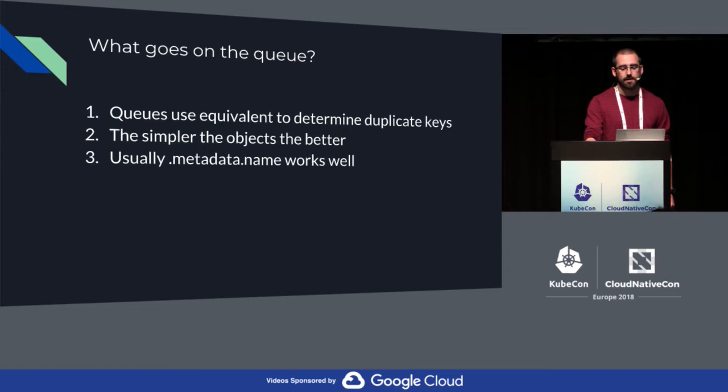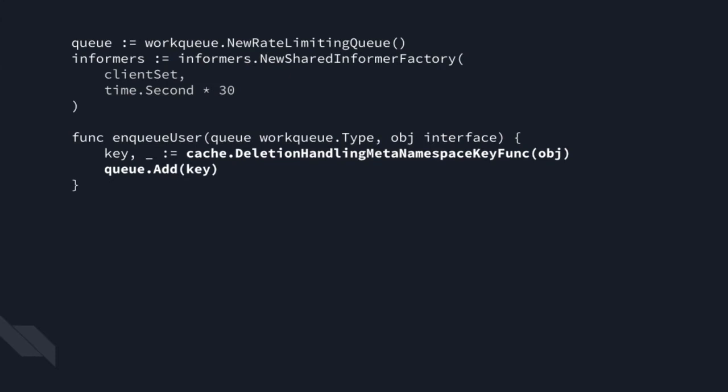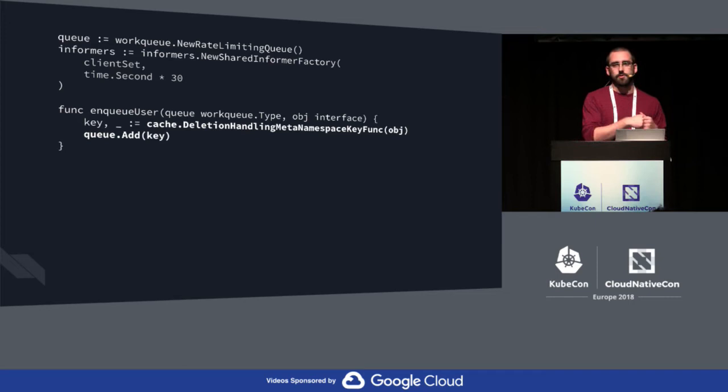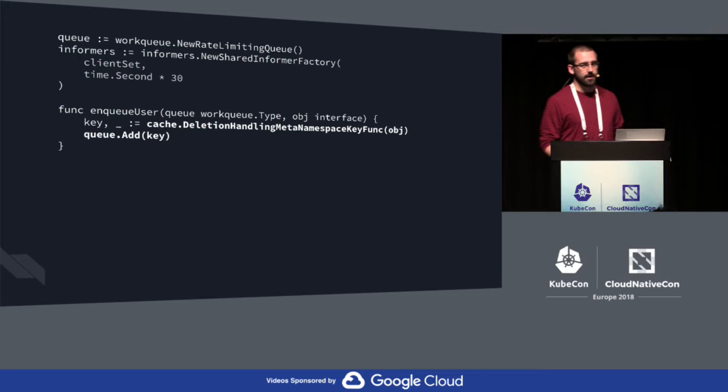So here's the first bit of code. In this code example, we set up a queue. This is a rate limiting queue. And we set up an informer. The queue is there for processing events, the informer is there for getting updates. So it's really simple. These two lines essentially get you set up watching Kubernetes resources. And then this function that we have defined below, enqueueUser, this is really all it takes to take an event from a user and actually just put it into the queue.